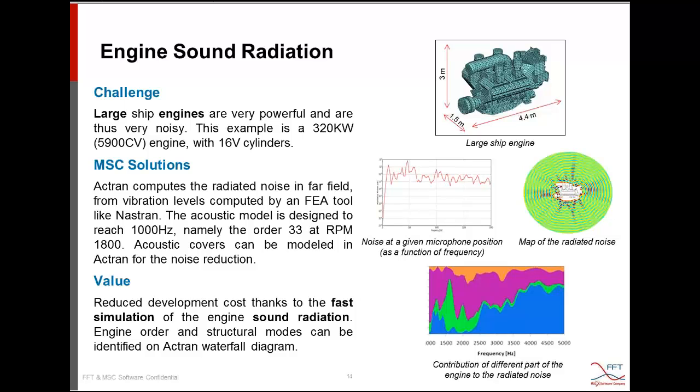So with Actran, you can compute the acoustic radiation also of very large engines. This example is a ship engine, a 4-meter long engine. It has also been computed by coupling Actran with a structural code. Before performing the simulation, one can define several zones on the engine, and then, as a result, you can get the contribution of different parts of the engine to the radiating noise as a function of frequency, with, for example, a graph like the one you can see at the bottom.